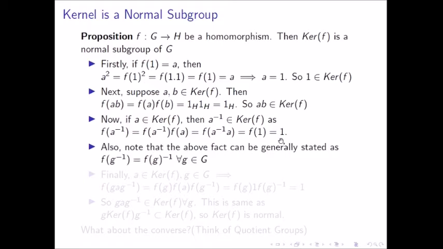This fact is in fact general. Over here we considered a to be in the kernel, but indeed you can show that even if a is not in the kernel, then f of g inverse is equal to the inverse of f(g) in H. So this g inverse is in G, and f of g inverse, f(g) is the image of g, this is an element of H, and this is the inverse of f(g) in H. This is true for all g belonging to G. Try it out. It's similar to the proof given over here.